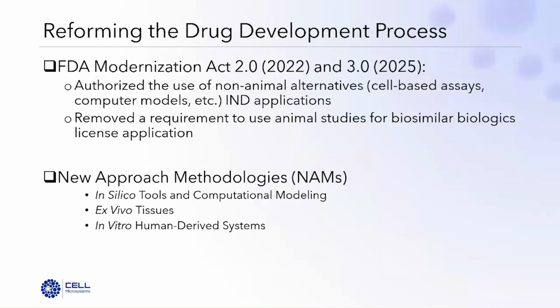These can be in silico tools and computational modeling, ex vivo tissues, and then what we'll be discussing today are the in vitro human-derived systems, which can not only be used for testing, but can be paired with some of those other methods like computational modeling to more accurately model clinical dosimetry and mechanisms of action.